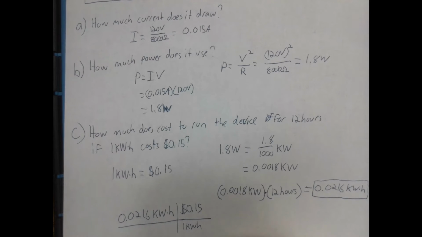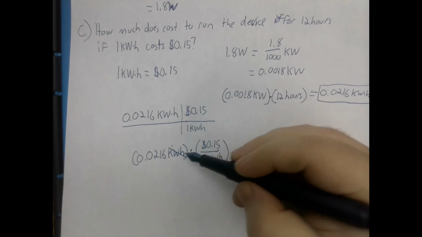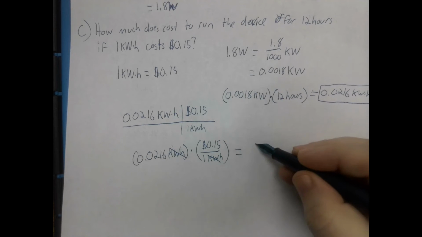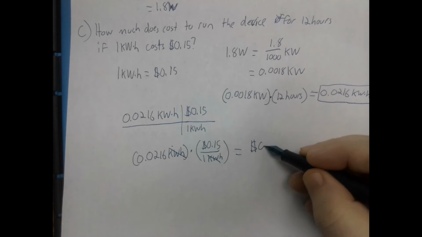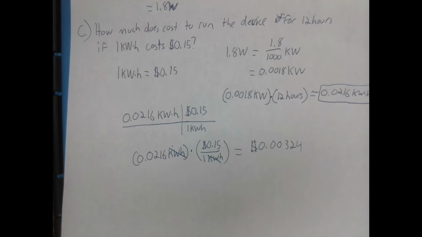So that would be 0.0216 kilowatt hours times the ratio 15 cents to 1 kilowatt hour. Kilowatt hours cancel out and we're just left with money. And we get a total cost of $0.00324. So less than a penny to run a radio for 12 hours.